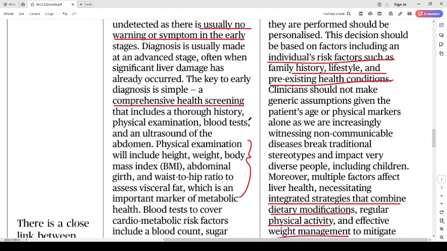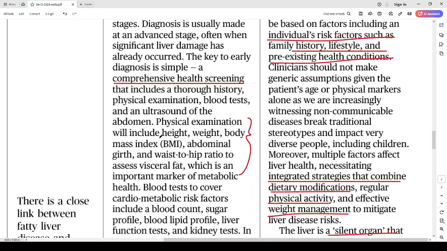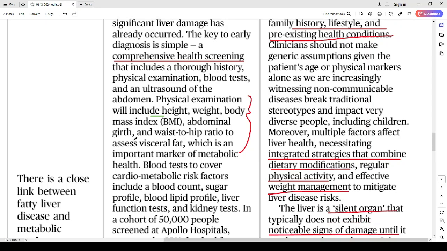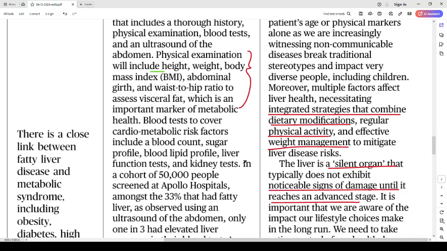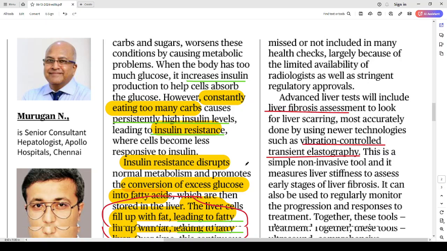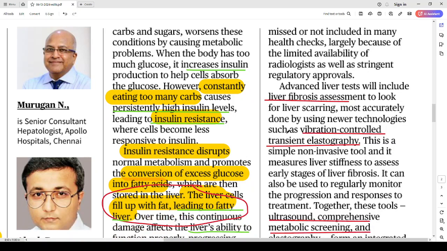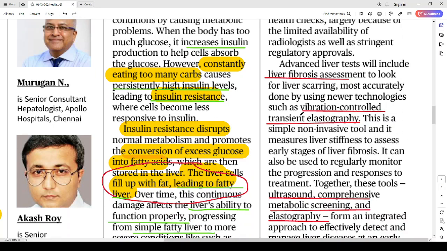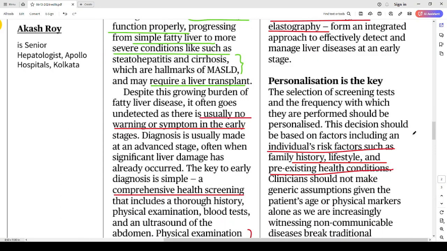So you should have comprehensive health screening very frequently: physical examination through height, weight, body mass index, abdominal girth, waist to hip ratio, and assessing visceral fat, which is an important marker for metabolic health. Blood tests cover cardiometabolic risk factors, including blood count, sugar profile, blood lipid profile, liver function test, and kidney test. What they're saying is many of these tests miss the presence of fatty liver disease. They only found it with an advanced test, which is a liver fibrosis assessment, or the newer advanced technology, vibration controlled transient elastography, right? So personalization is the key.